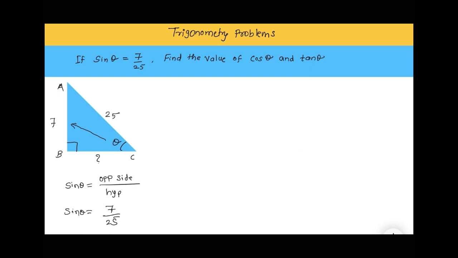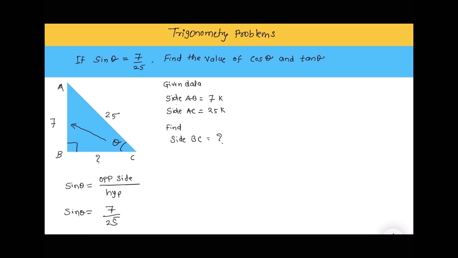So this is the problem which we are going to solve. From this explanation, the given data is side AB is 7K, side AC is 25K. Now here you have seen I have applied a factor of K to these sides. I will give you a valid explanation at the end of this solution why I am applying a K factor to these sides. We will apply this K factor to all the sides, so it doesn't make any difference. But why we are doing this, you will find out at the end of this solution.